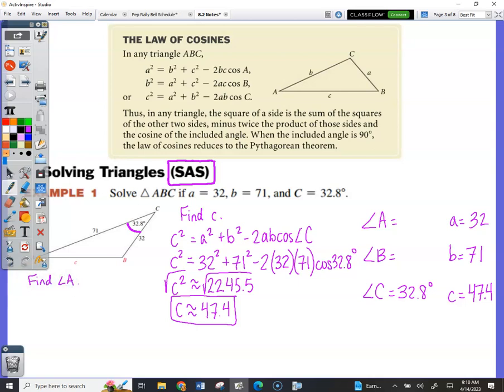So I would go to my formula for the cosine of angle A. I'm going to copy it down, and I'm probably going to run out of room. Sorry, I'm writing small. So I'm going to plug A, B, C into that formula. The previous slide. So we got 71.